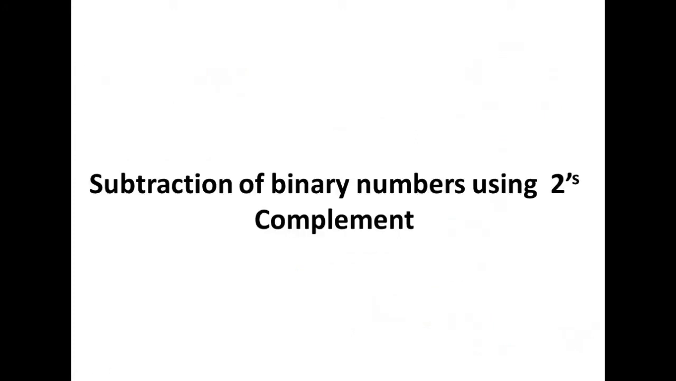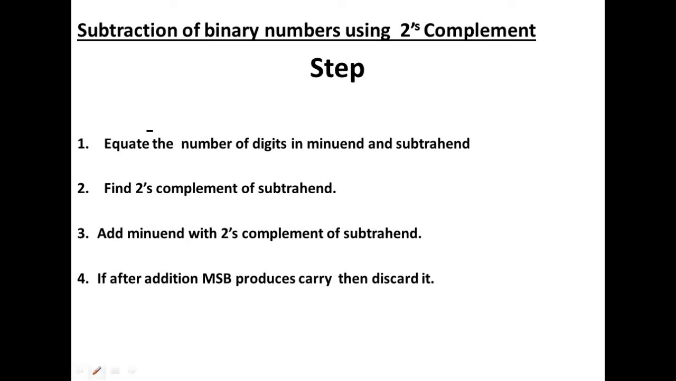Now we have to subtract two binary numbers using the 2's complement method. Let us understand the steps. The first step is the same: equate the number of digits in the minuend and subtrahend. The second step is to find the 2's complement of the subtrahend. In the previous case we found the 1's complement, but now we are going to use the 2's complement.